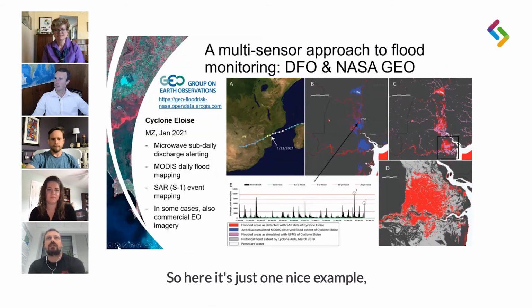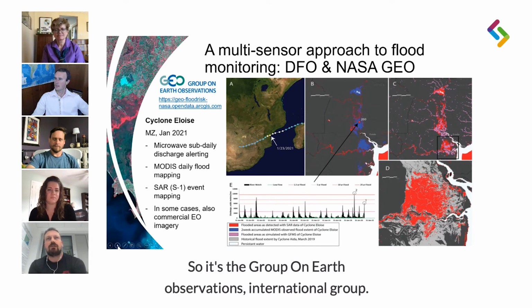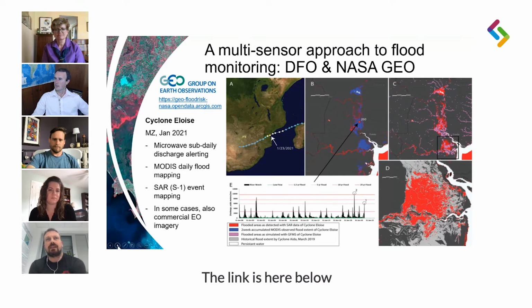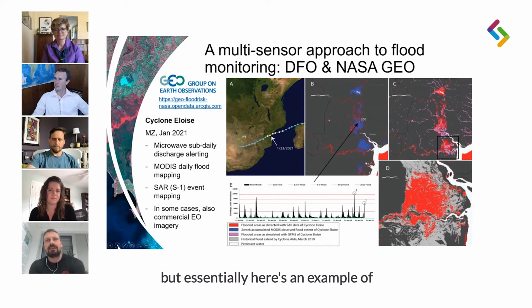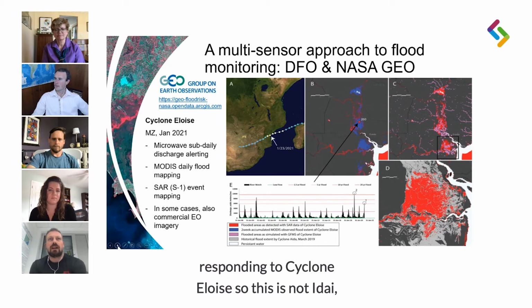So here, just one nice example, and I have to be honest here, there are many more projects going on, so I had to pick a few. This is one example of NASA's engagement with the GEO program. So it's a Group on Earth Observations, an international group. The link is here below. You can find a lot more information on the program. But essentially, here's an example of responding to Cyclone Eloise.